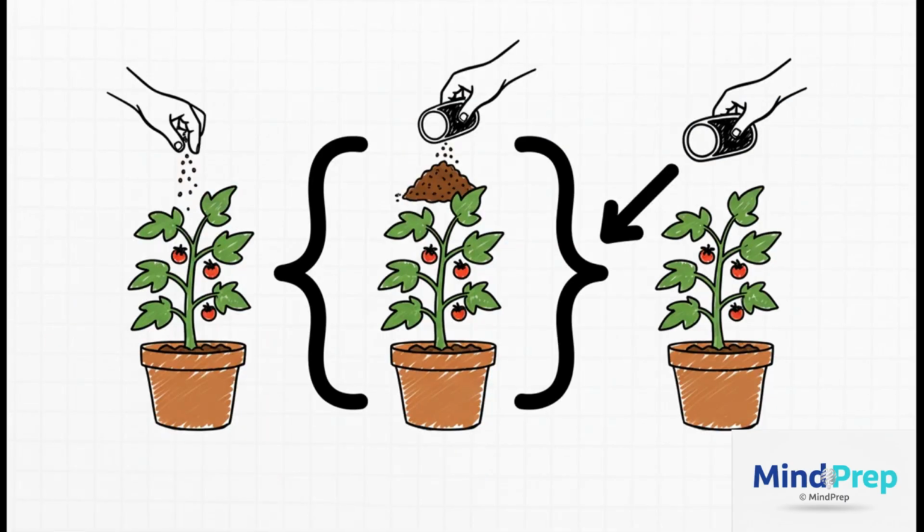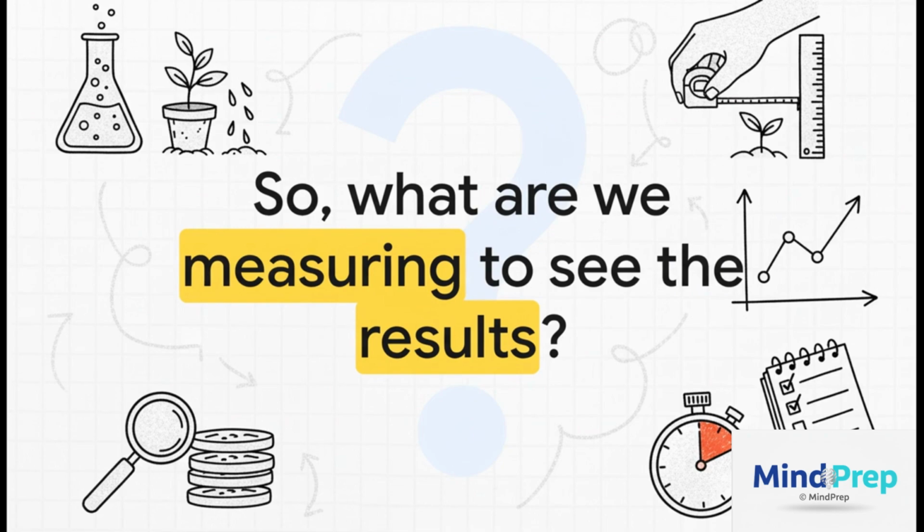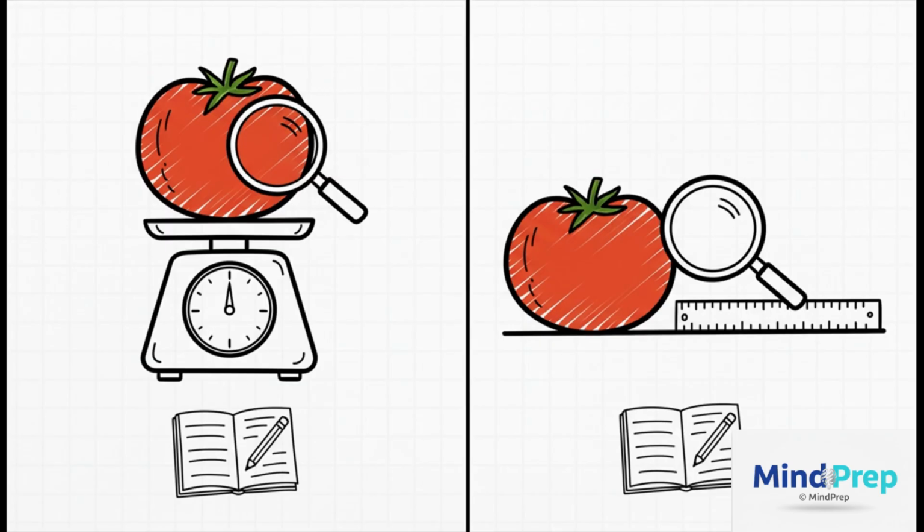You got it. It's the amount of fertilizer. Maybe one plant gets a little scoop, another one gets a big scoop, and a third plant gets nothing at all. That is the cause we're testing. That makes it our independent variable. Okay, on to question 2. If we're changing up the fertilizer, what are we actually looking at to see the results? What are we going to measure at the very end of all this? Of course, it's the size of the tomatoes. We're going to get out a ruler, maybe a scale, and measure them. The size of those tomatoes depends on how much fertilizer they got. So that's our dependent variable.